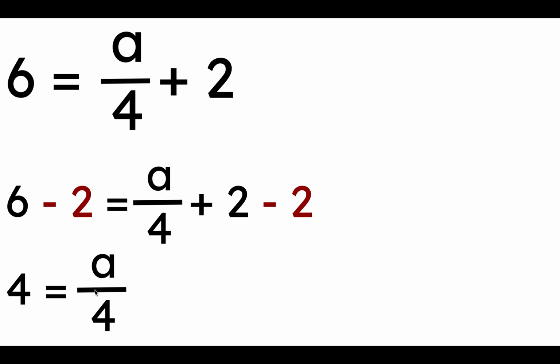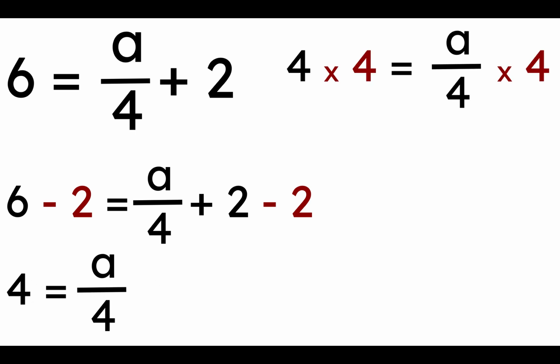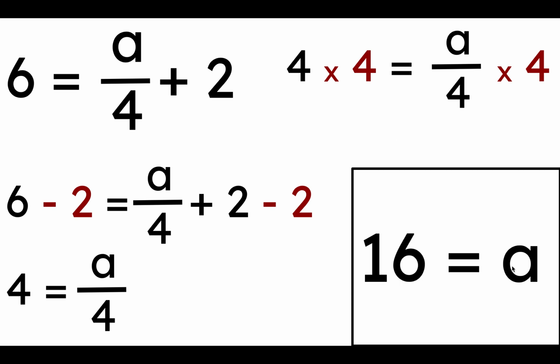4 is equal to a over 4. We're going to do the same thing again. Here the a is being divided by 4, and we're going to liberate it by doing the opposite. We're going to multiply, and we're going to multiply by 4. So remember, we do it to this side of the equation, we need to do it to the other side. So we're going to multiply both sides by 4. 4 times 4 over here. A divided by 4 times 4. Well, divided by 4 times 4, that's just the variable all alone. This side, 4 times 4 gives us 16. 16 equals a. That's our answer.